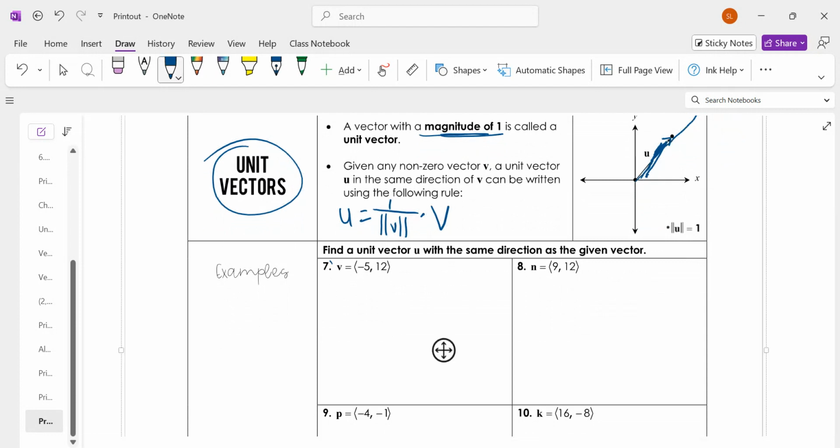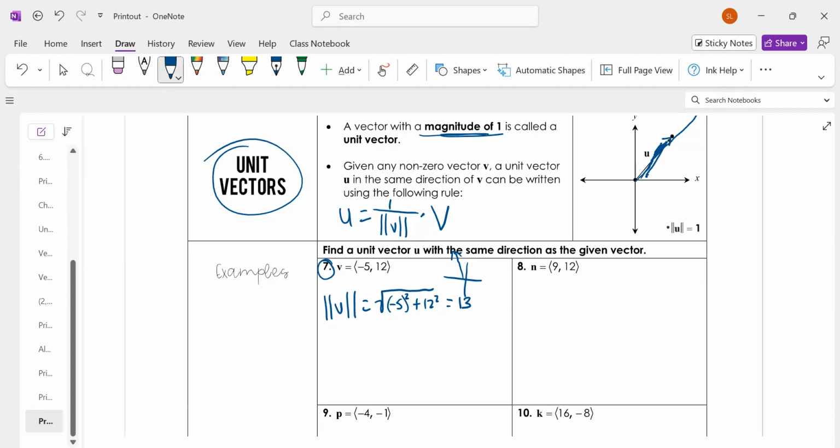Let me do number 7 here. So what I want to do is find a unit vector u in the same direction as the given vector. So negative 5, 12, if I sketch that, negative 5, 12, that's in quadrant 2, right? I go negative 5, so left, 12 goes up. I want a vector going in that same direction, but I want to shrink this down so it has a magnitude of 1. First thing I want to do is find the magnitude of v. This is a 5, 12, 13. So I know it's going to be 13, but let's find it. 25 plus 144 gets me 169, which comes out being 13.